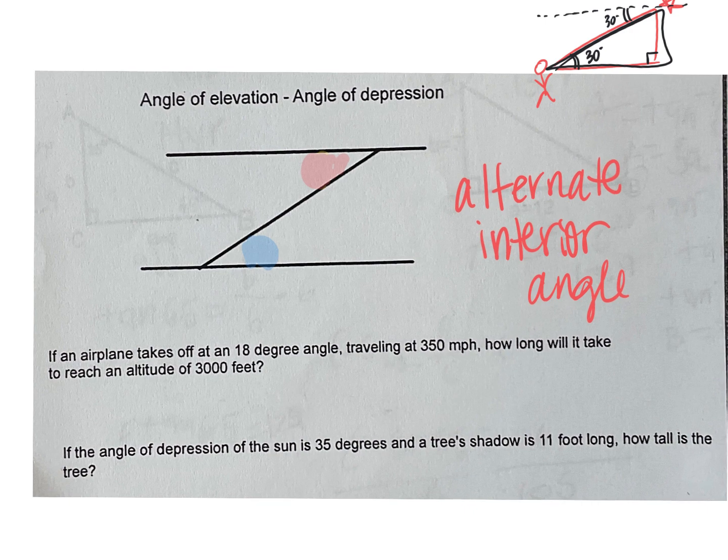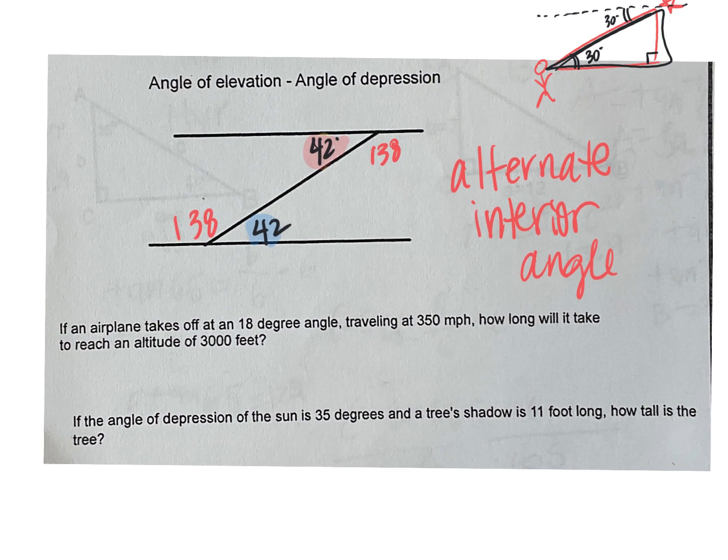Let's say my angle of depression was 42 degrees. Where would I put that? Red, blue, white, whatever. Yeah, angle of depression is 42. Where also is 42? Blue. What would this be then? 180 minus 42 would get me 138. And that would also be 138. Okay. Let's just take a peek.